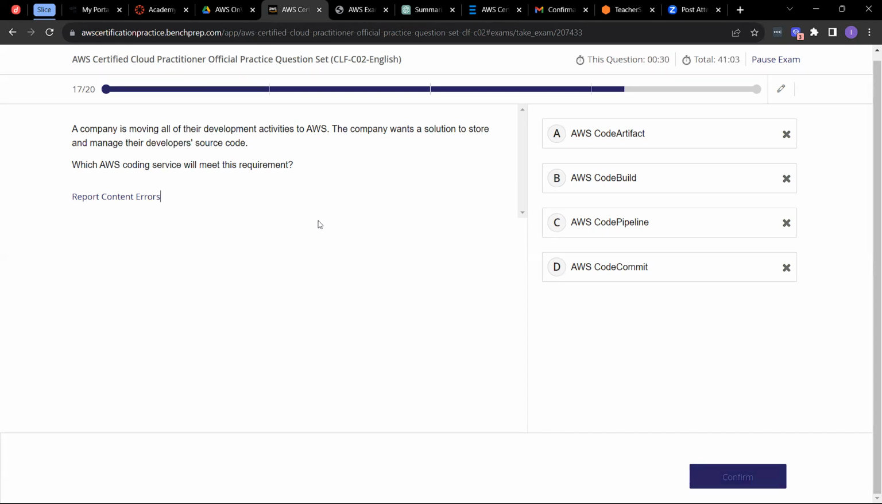I don't know what the Global Accelerator is. It is just a distractor, so we just let that one be. A company is moving all of their development activities to AWS. The company wants a solution to store and manage their developers' source code. Let's answer this whilst Prince is looking that one up.